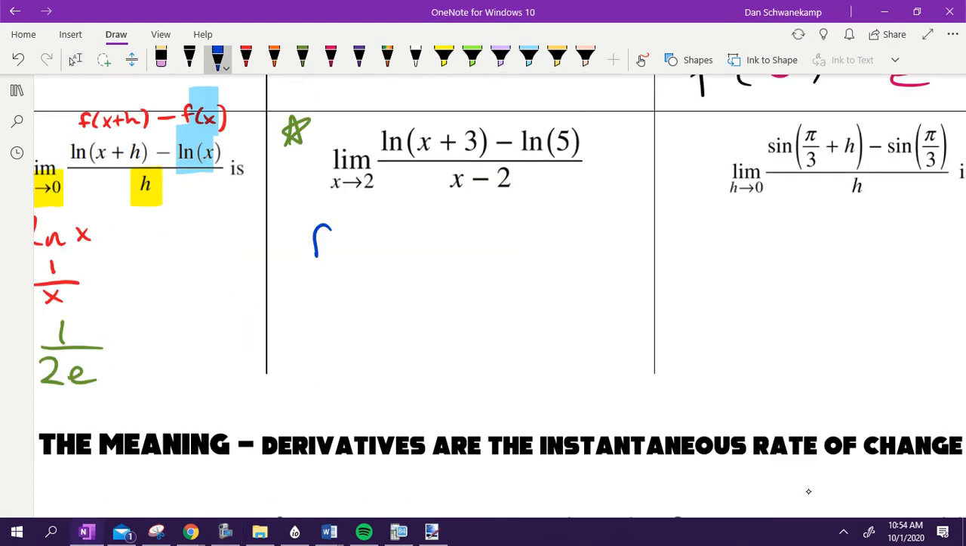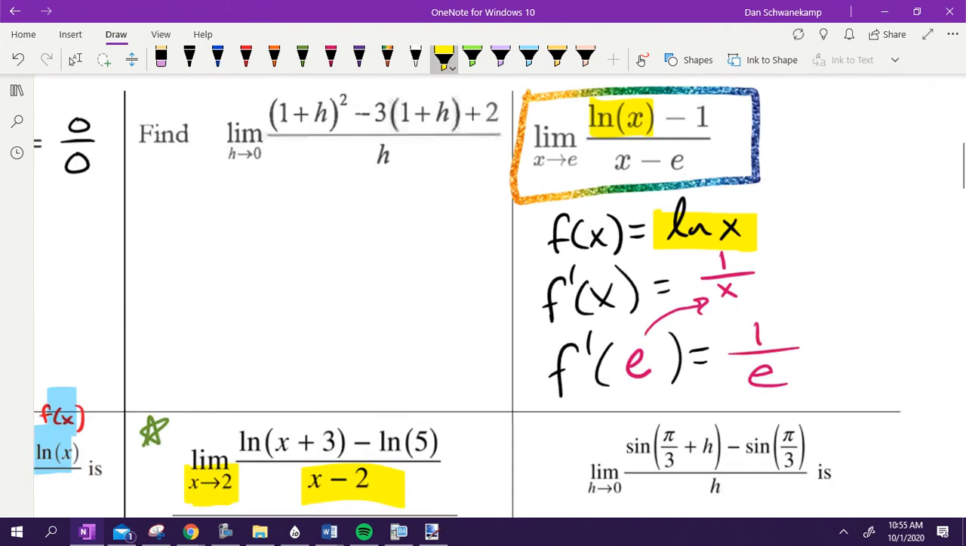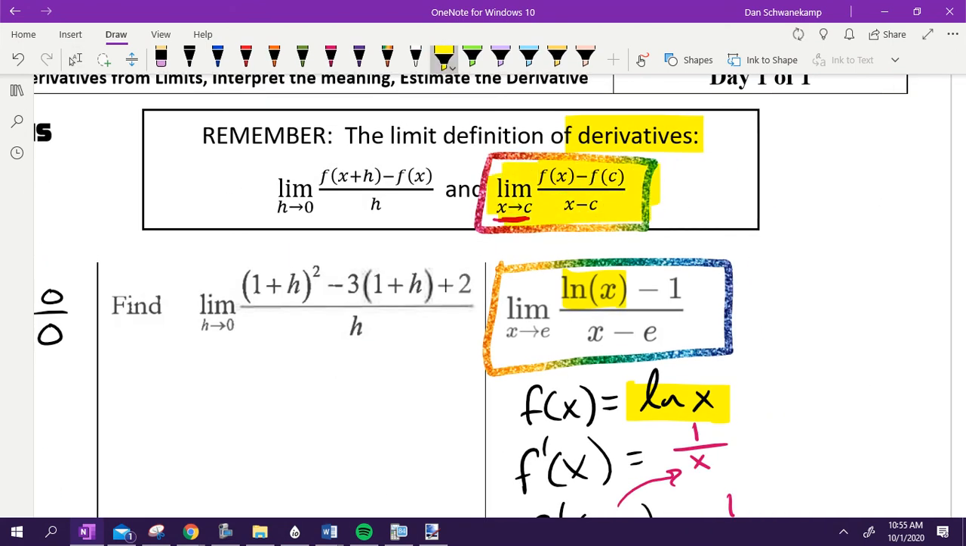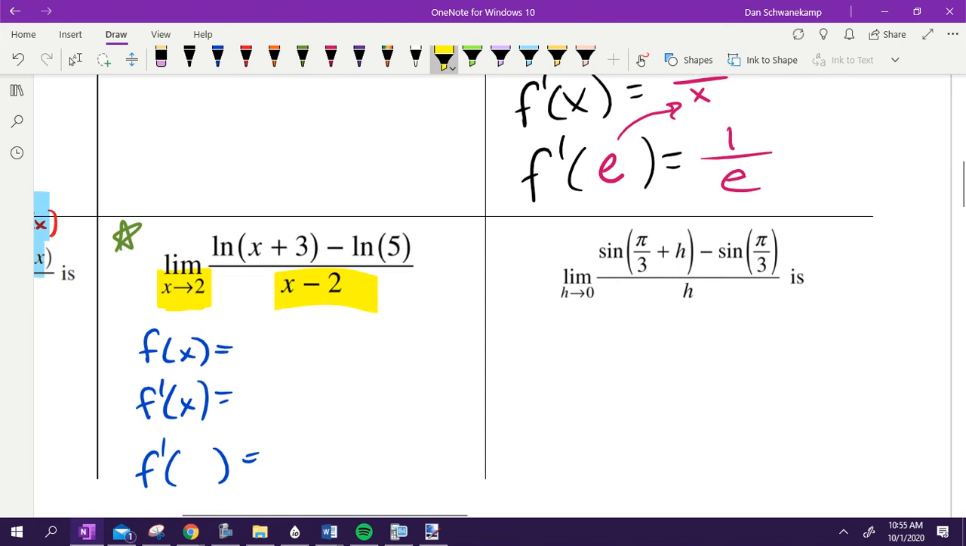All right, here we go. We're finding f of x, we're finding f prime of x, and we're finding f prime at c. So as we look at this, again, the key to this problem is this right here. x approaches 2, and then x minus 2 on the bottom. So we can tell that it is this form right here, and we know that it's f of x minus f of c. So this is f of x minus f of c. It already set it up.